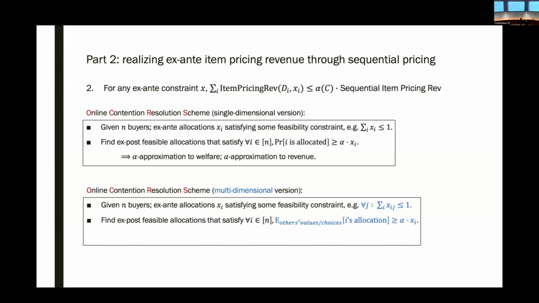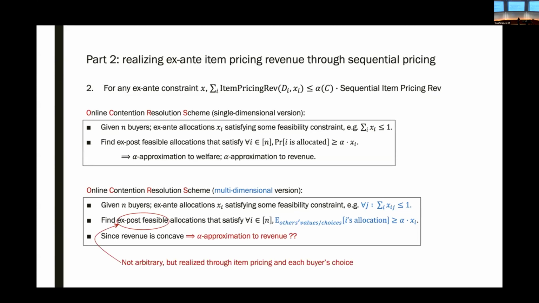Okay. What about the multidimensional setting? We want to again do something similar. We have these probabilities xij, the probability of selling item j to buyer i. When buyer i arrives, we want to make sure that the allocation to this buyer is some constant alpha times xi. Okay. And then we might hope that, because the revenue function is concave, we can make this alpha approximation to revenue.